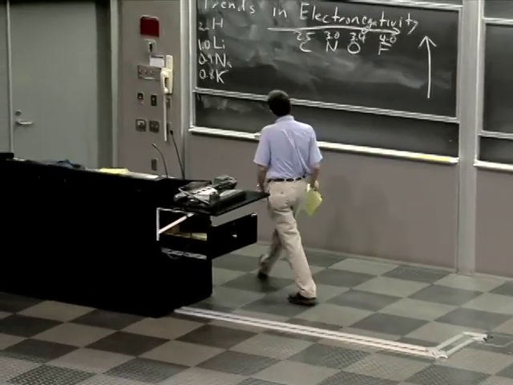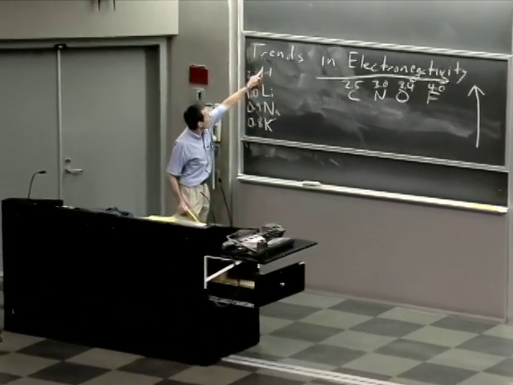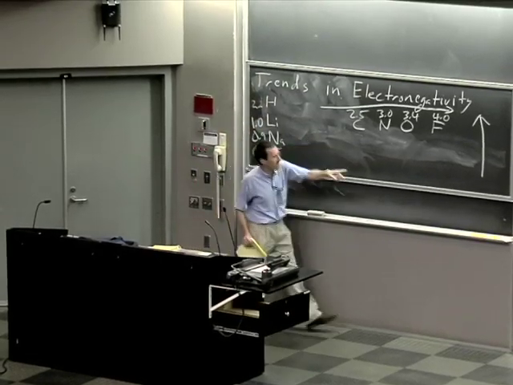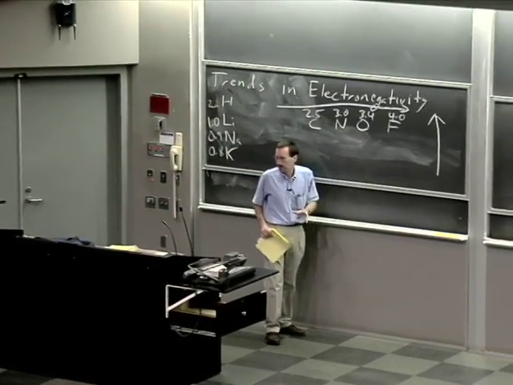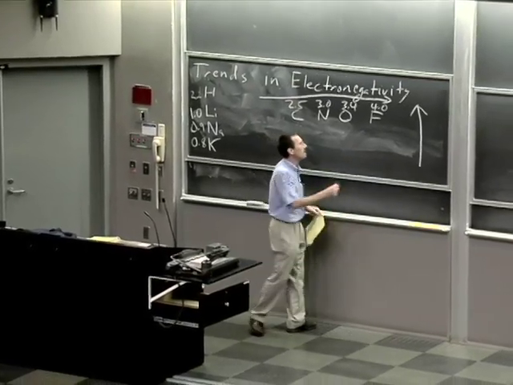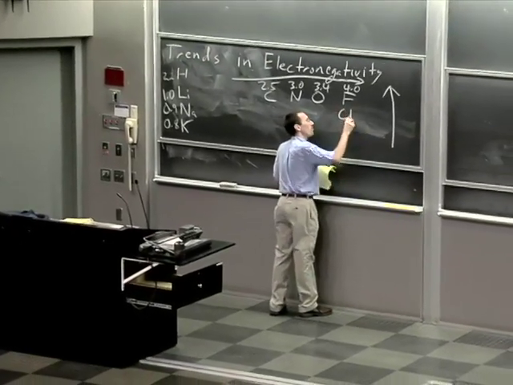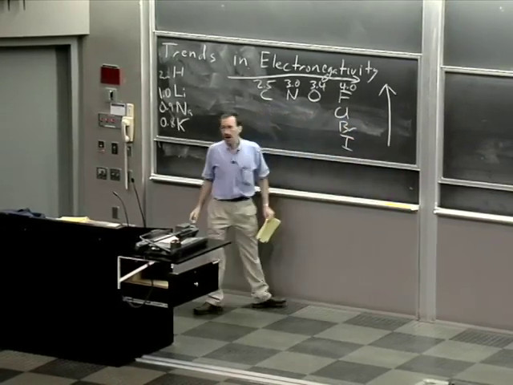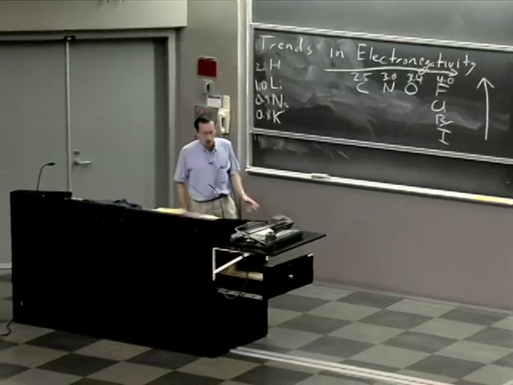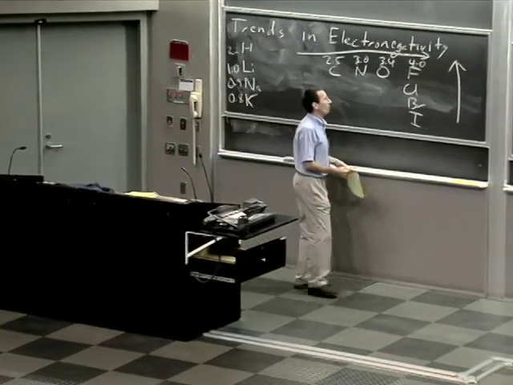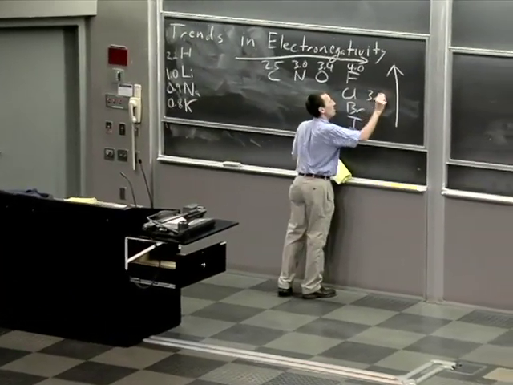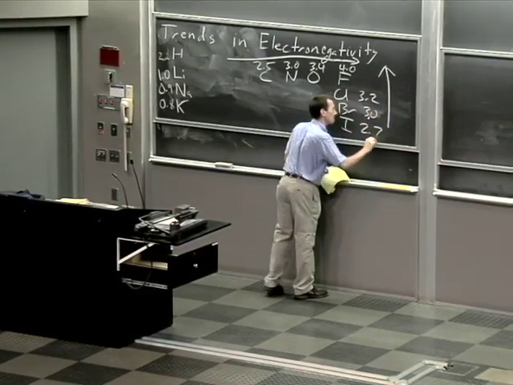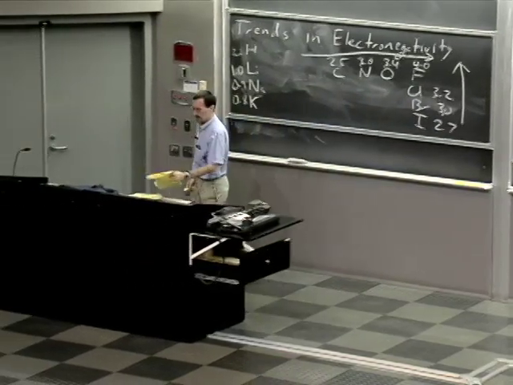Now remember, we saw this trend that as you go up the alkali metals, our electronegativity increases. And that's the same in the halogens. That's the beauty of the periodic table. You have trends that really pervade. So as we go from fluorine to chlorine to bromine to iodine, your numbers go 4.0 for fluorine, 3.2 for chlorine, 3.0 for bromine, and 2.7 for iodine.